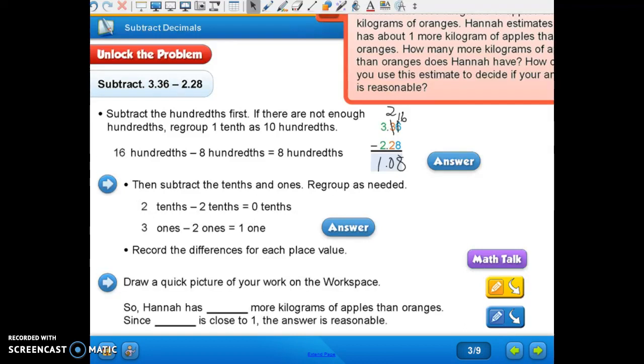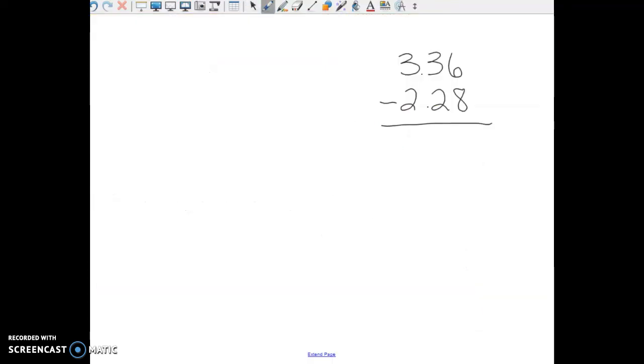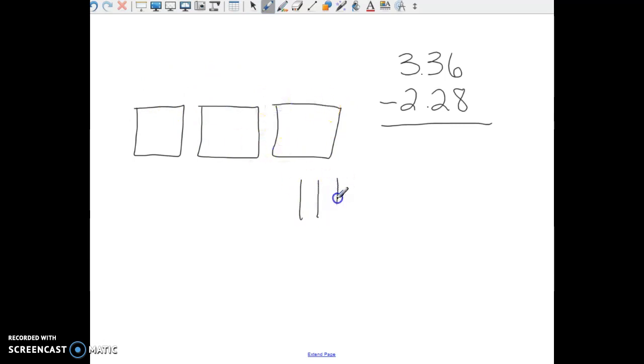Okay, now the next thing in the box down below by the orange sack says draw a quick picture of your work on the workspace. Okay, they did not give me any workspace in my Smartboard presentation, so here's our problem. And when we're doing subtraction, what do we draw? Which number do we draw? The top one, the one that we're going to take something away from. So please draw that number on your workspace.